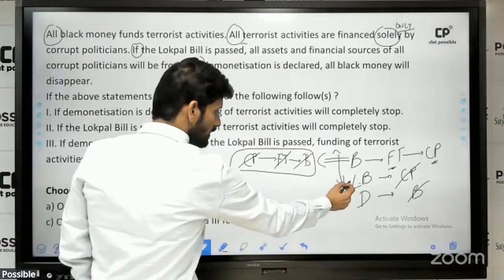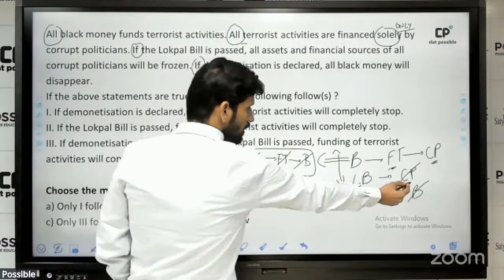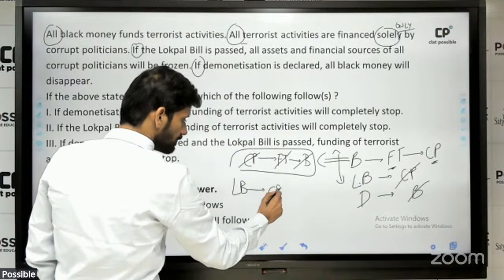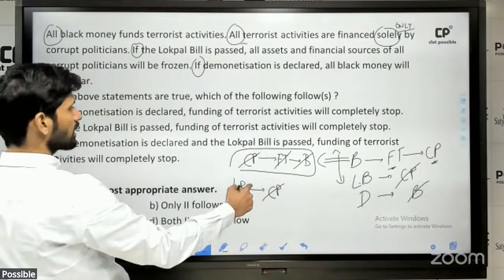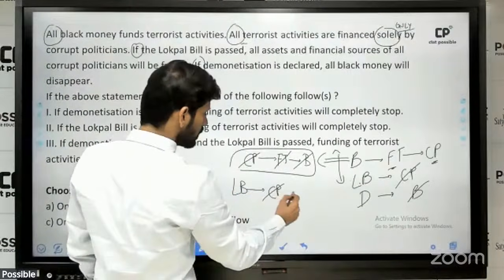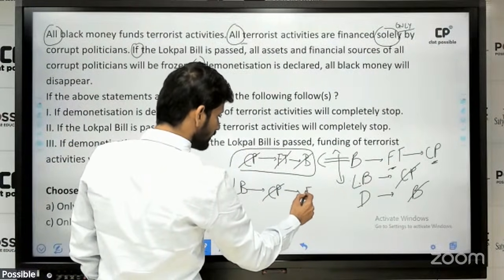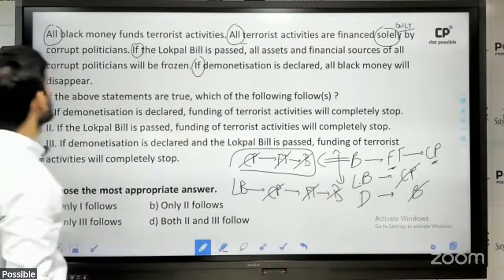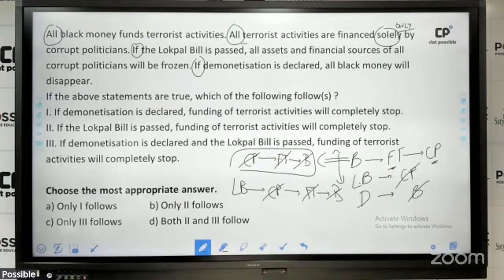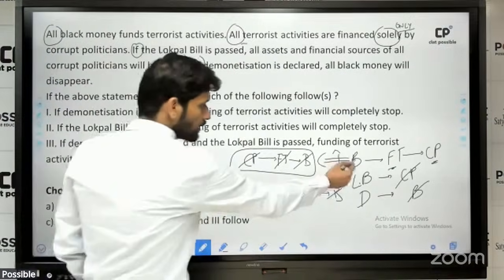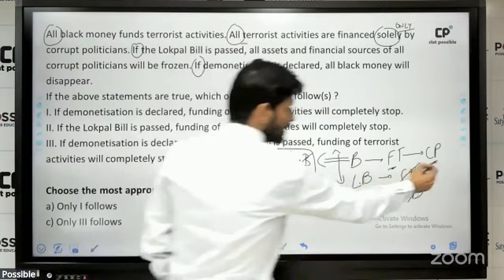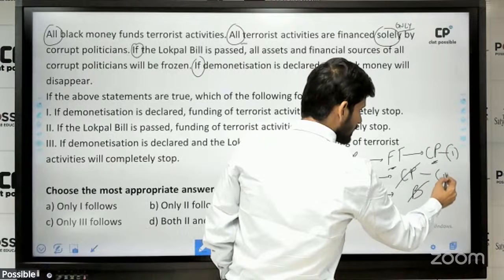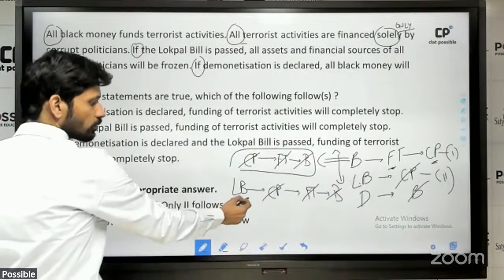Now look at the second वाला statement, Lokpal bill, not CP. हमको दिया है Lokpal bill, not CP. और not CP से क्या हम ये बोल सकते हैं कि not FT, no funding, and no whatever black money funding. Okay, so this we can draw. इन दोनों को combine करेंगे, इसका contrapositive, one का contrapositive और two को अगर combine करेंगे logically, this is what we get.